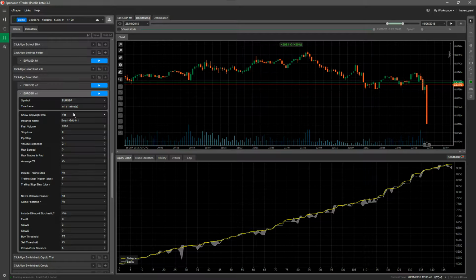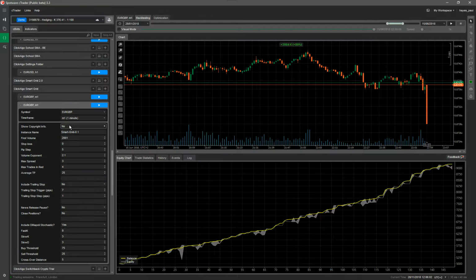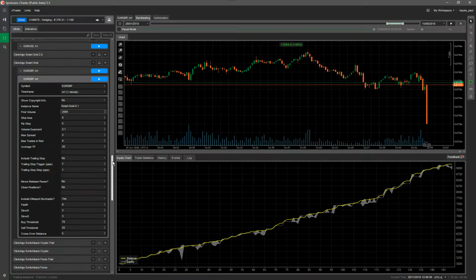So show copyright info, you can just select no for that. That just goes to show that we're the people that built the system. There's no licensing on this product, so it means you can install it on multiple machines, but we just put our copyright text on it so people don't try to copy it and sell it themselves. The first volume, I put 2,000, so that's 2K. That's pretty straightforward. If you want lower risk but lower returns, you just reduce the first volume.